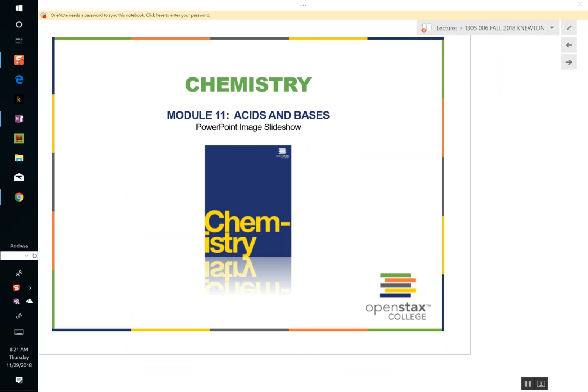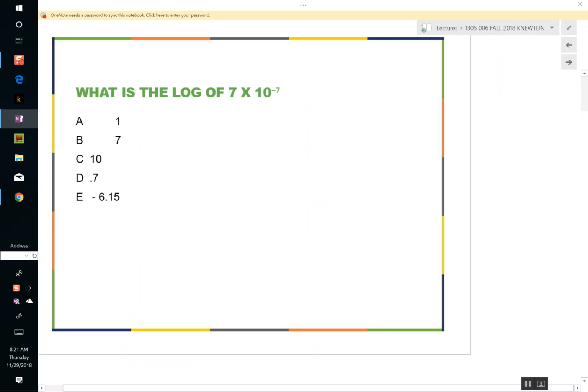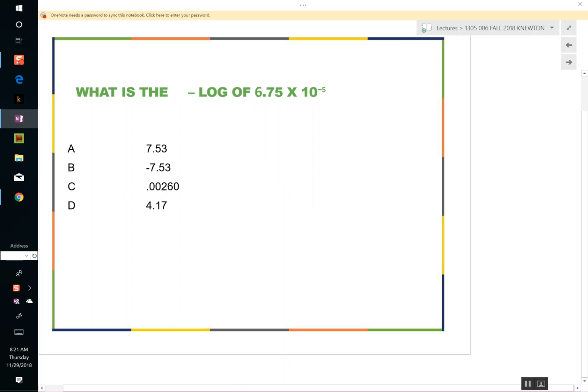All right, acids and bases. These slides here, we were just doing some of these. This one, here's our answer. So keep that in mind. If you want to check yourself that you're entering the numbers properly, do this problem and see that you get 4.17.